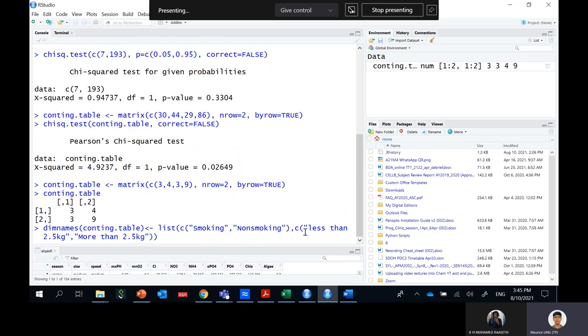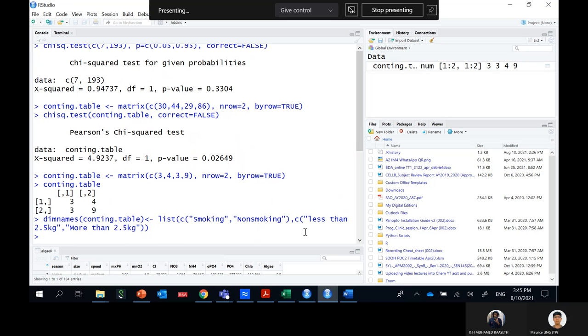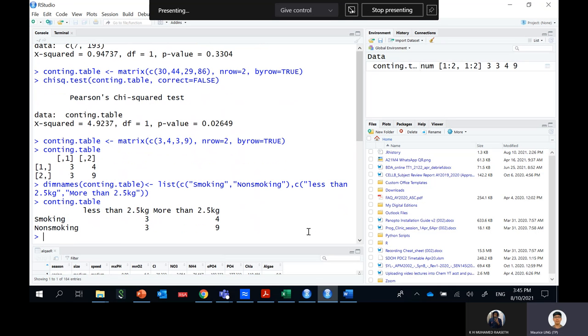So this is just to put in the labels. The labels for smoking, non-smoking, less than 2.5 kg or more than 2.5 kg. Then if you print out the contingency table again, this is what you get. So just keep basically writing in the labels, nothing much.